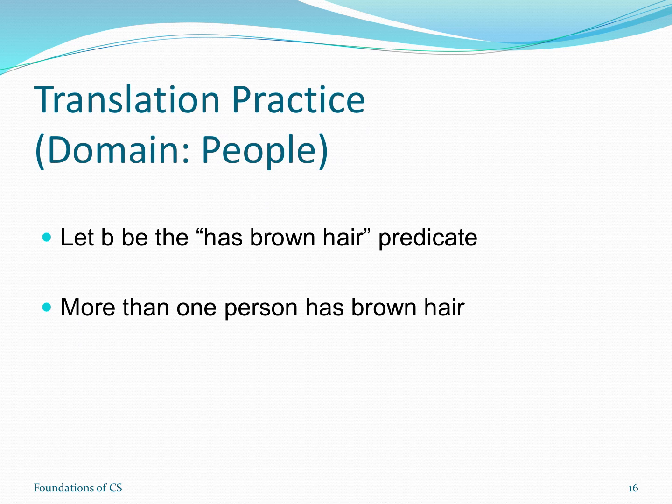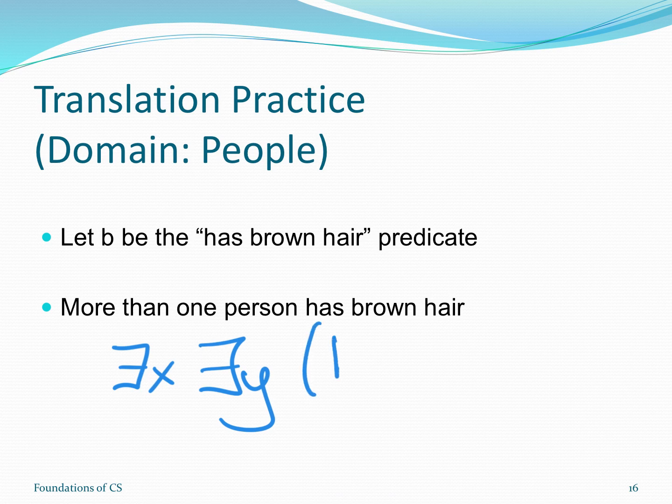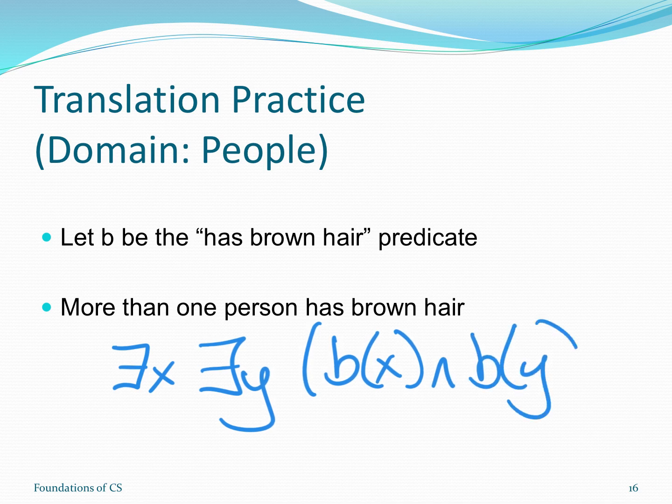Now, we can also, in our domain of people, with our brown hair predicate, say that more than one person has brown hair. And now this gets a little bit trickier, because what I have to do, if I say there exists an X and there exists a Y, right? So these are two things in my domain, and I could say brown hair of X, right? And brown hair of Y. The catch is I also have to say in here, and X does not equal Y.